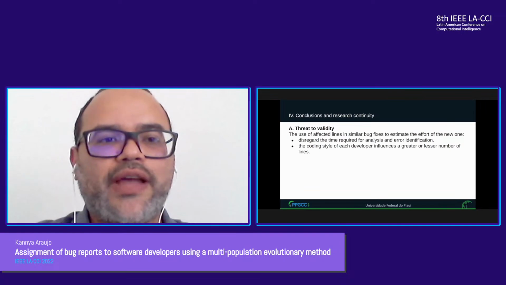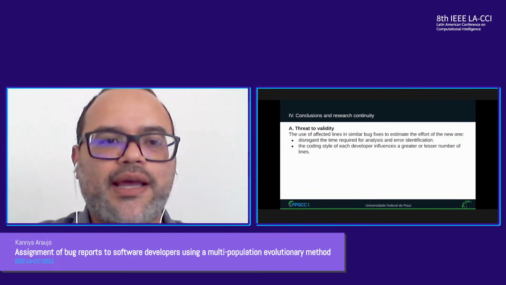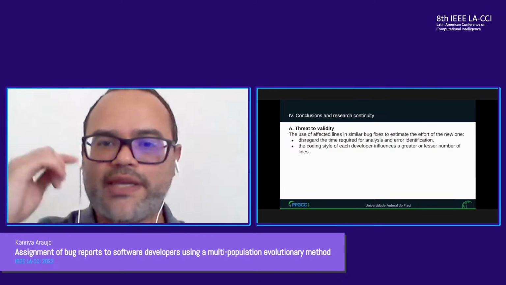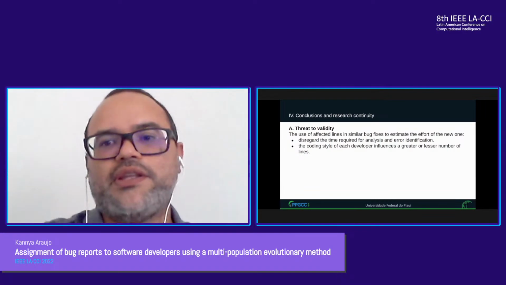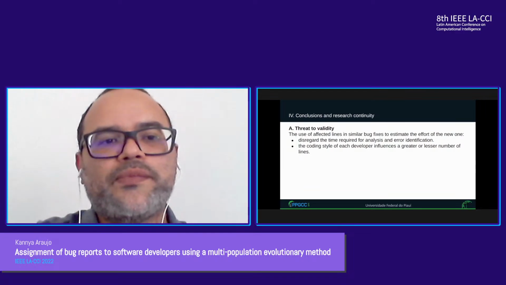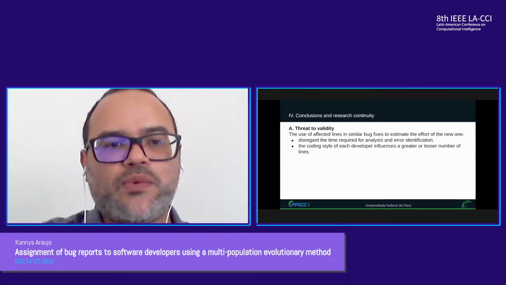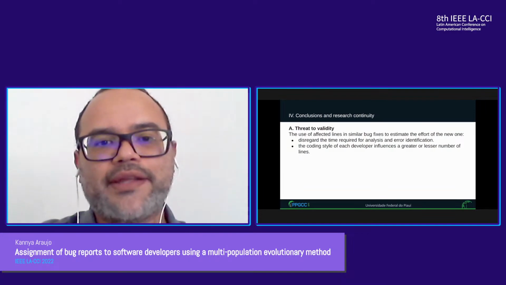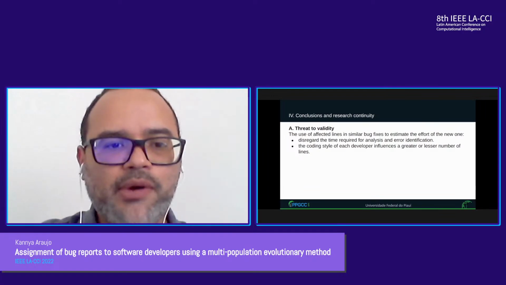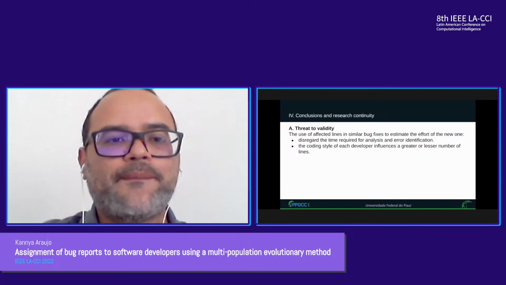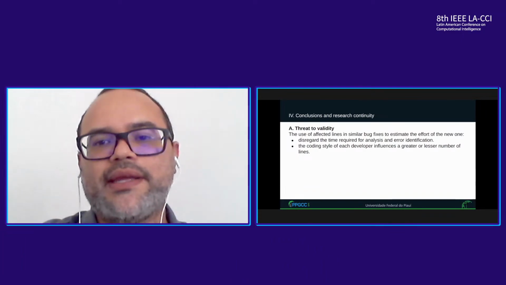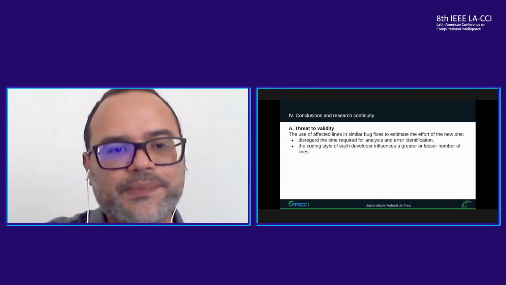So, the threats to validity. We use affected lines in similar fixed bugs to estimate the effort of the new one. The problem is that this could disregard the time required for analysis and error identification. Another problem is that the coding style of each developer influences the greater or lesser number of lines.